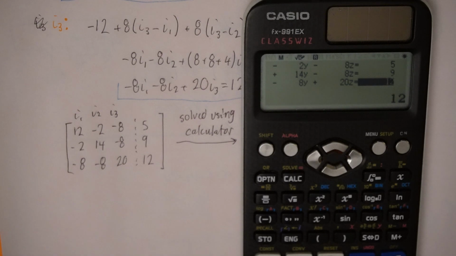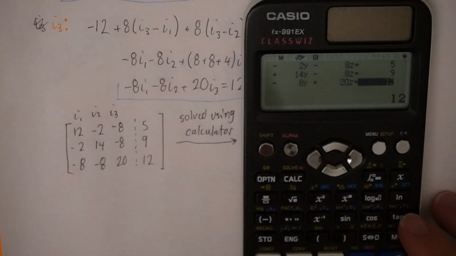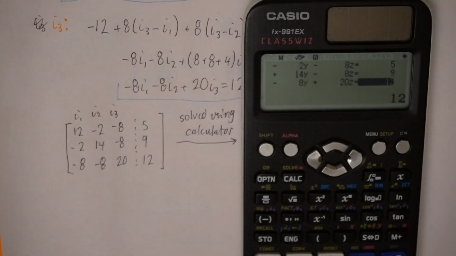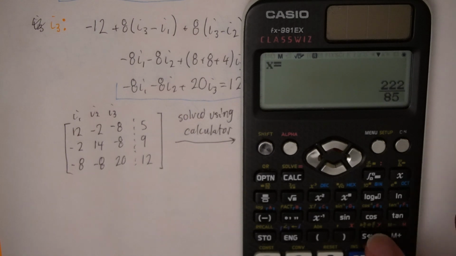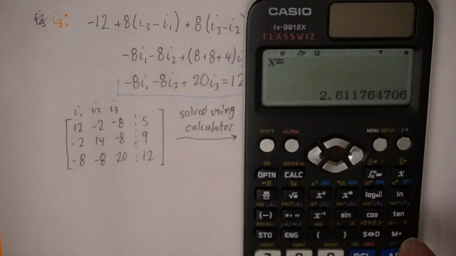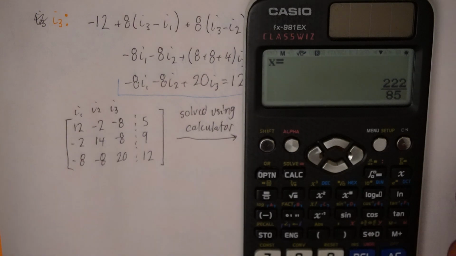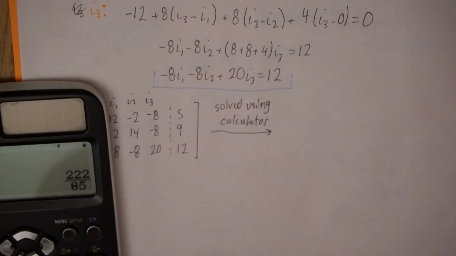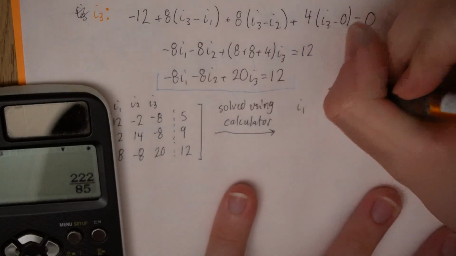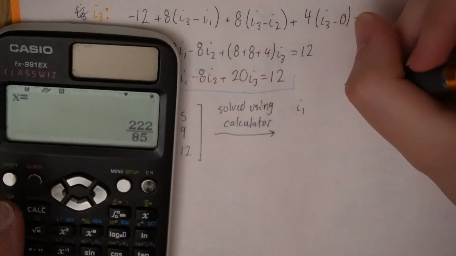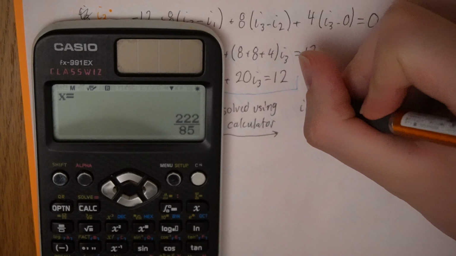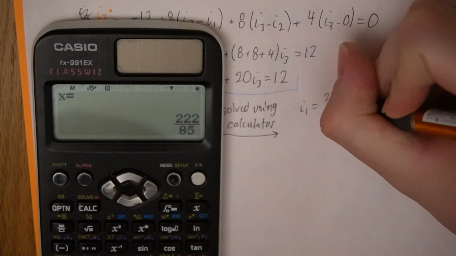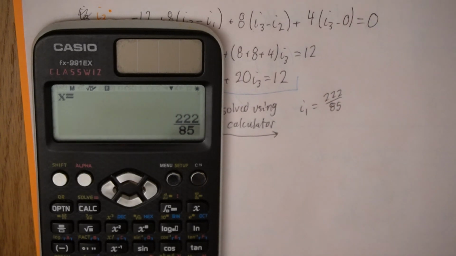I still have to be careful about the negative signs. I sometimes miss them. So I press enter, and it'll start giving me numbers. Now I can write these as fractions. So from this, I'll get I1, the first one, equals 222 over 85. My calculator gives me fractions.